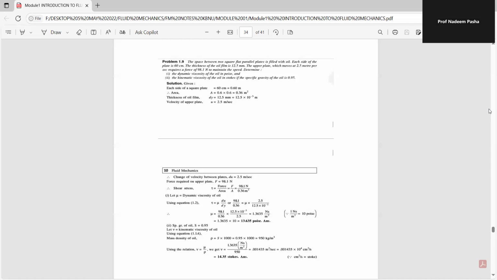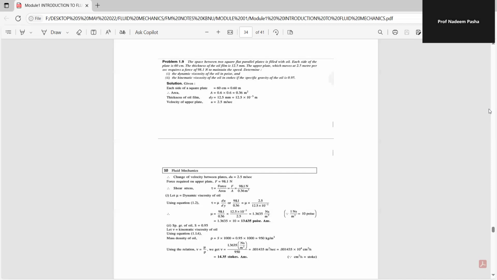Now let mu be the dynamic viscosity of oil. So tau is equal to mu into du by dy. So mu into, you can say, 98.1 is the force, 0.36 is the area. Using this, du and dy are also given to you. du is 2.5, dy is 12.5 into 10 raised to minus 3. If you do the calculation, it comes out to be 13.635 poise, because 1 Newton second per meter square is equal to 10 poise. So it comes out to be 13.635 poise.